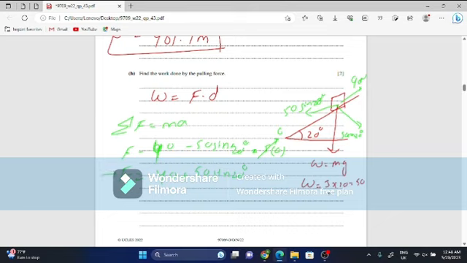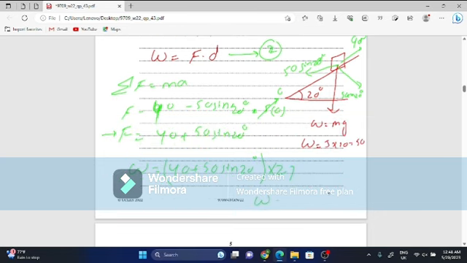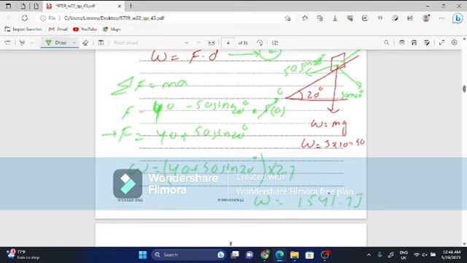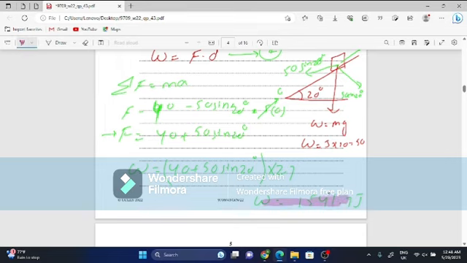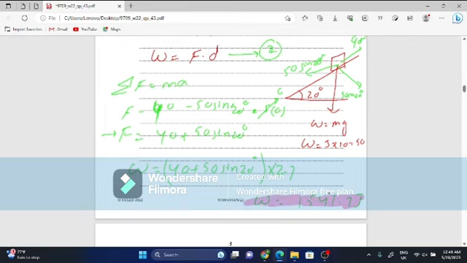Then again put this F in this main equation that is marked as equation number, for example, 2. So W is equals to 40 plus 50 sine of 20 degrees times D is what? D was 27 meters. So do the simplification, then your work done will be 1541.7 joule, because work done is always measured in terms of joule, so that's why it will be in joule. That will be your final answer for that.